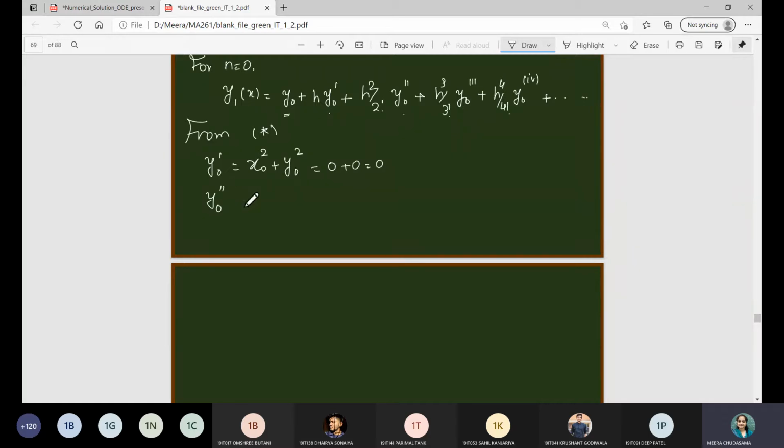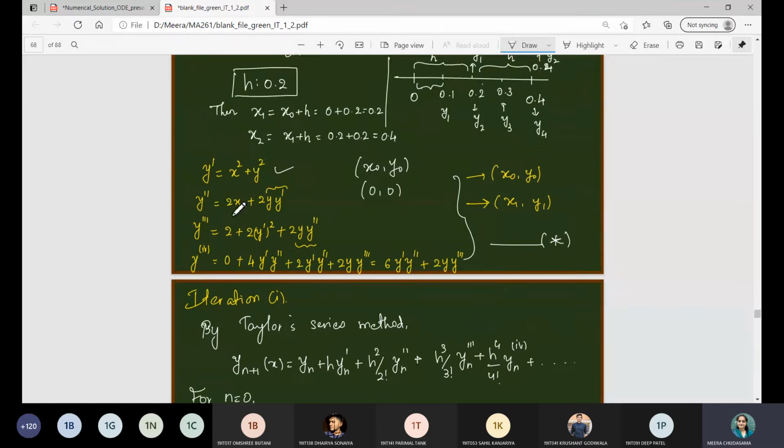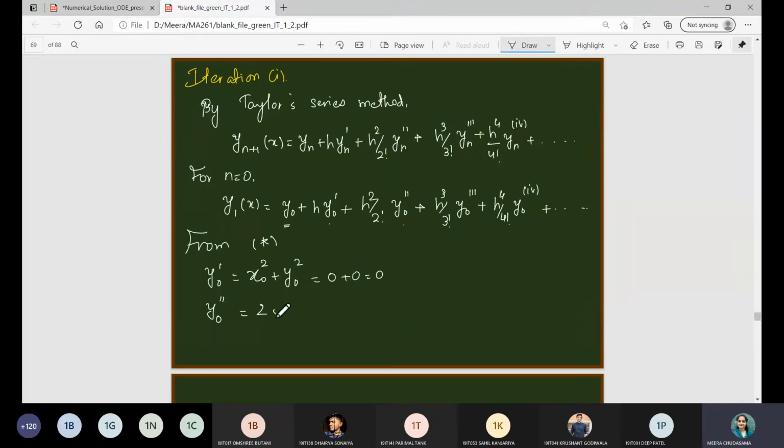Then we'll have y0 double dash. So what is the expression of y0 double dash? So it is 2x0 plus 2y0 y0 dash. So 2x0 plus 2y0 y0 dash. So x0 is 0, y0 is also 0. So this quantity will be also 0.